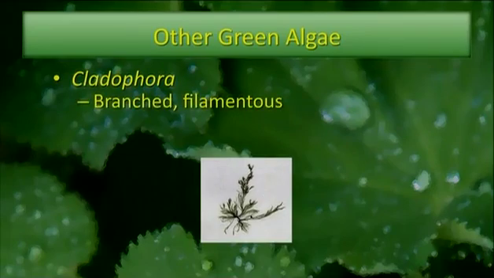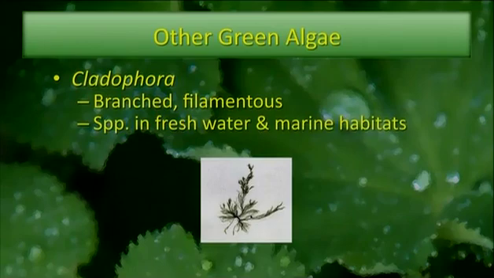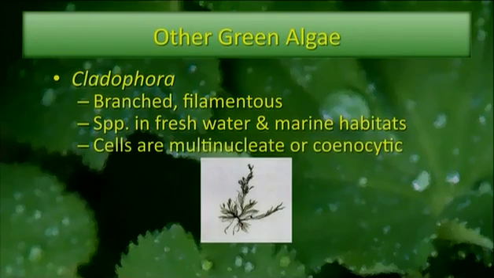Now Cladophora is a branched and filamentous alga. It's a species that lives in fresh water, or different species that live in freshwater and marine habitats. This is an example of a plant that is multinucleate or cenocytic. That means that in some of these siphonous green algae, the whole plant is like one giant cell because they don't have cross walls, so they have many nuclei inside of them.